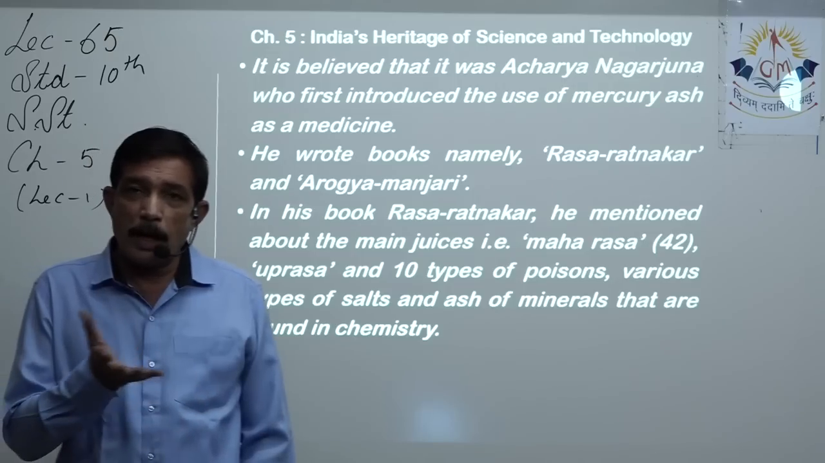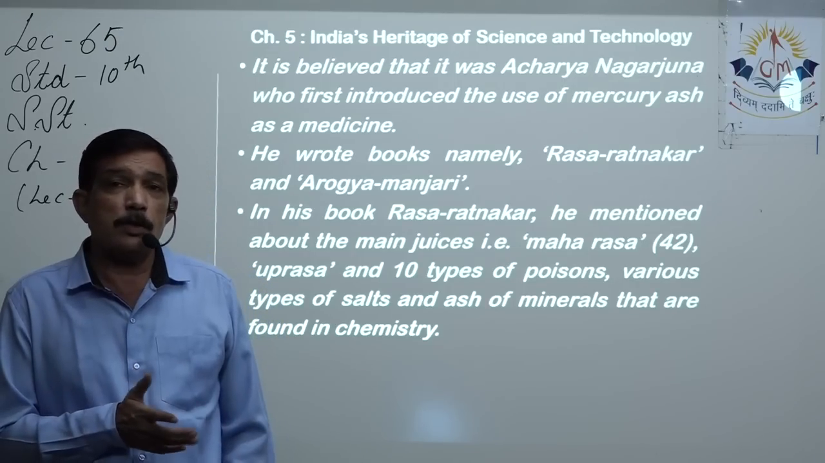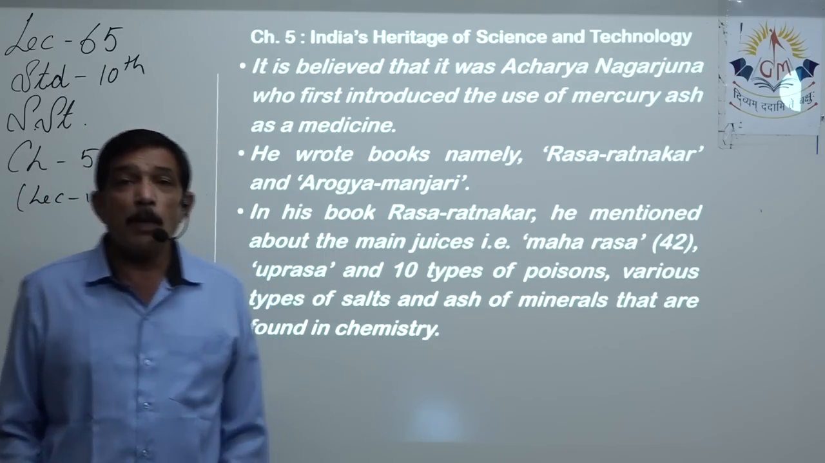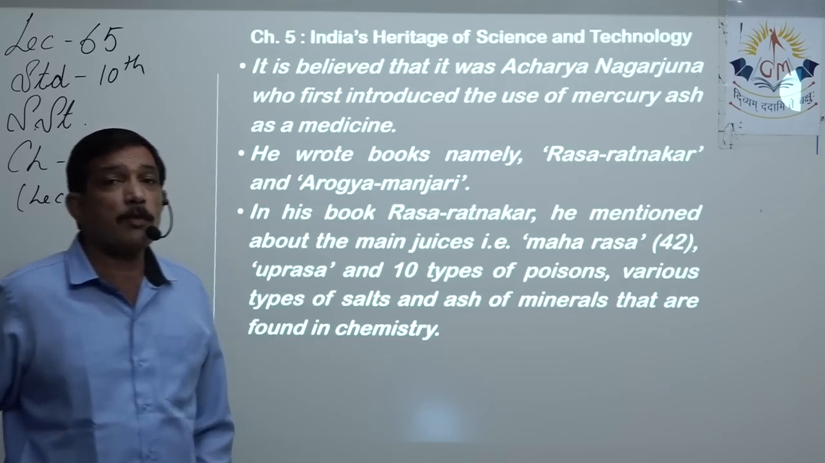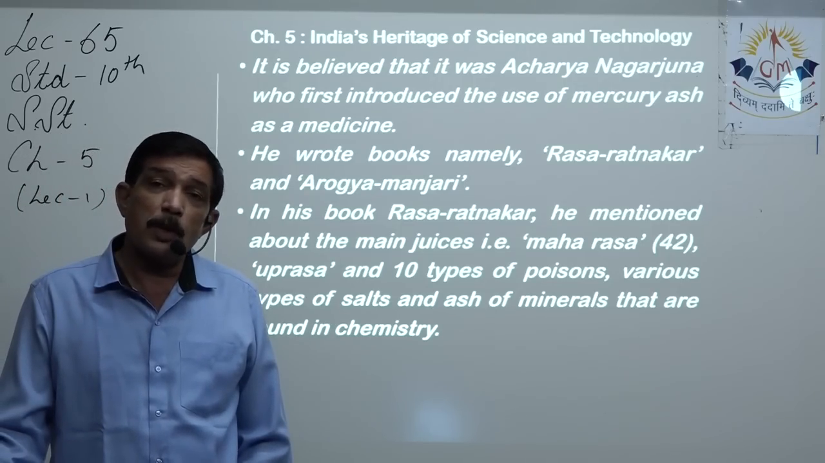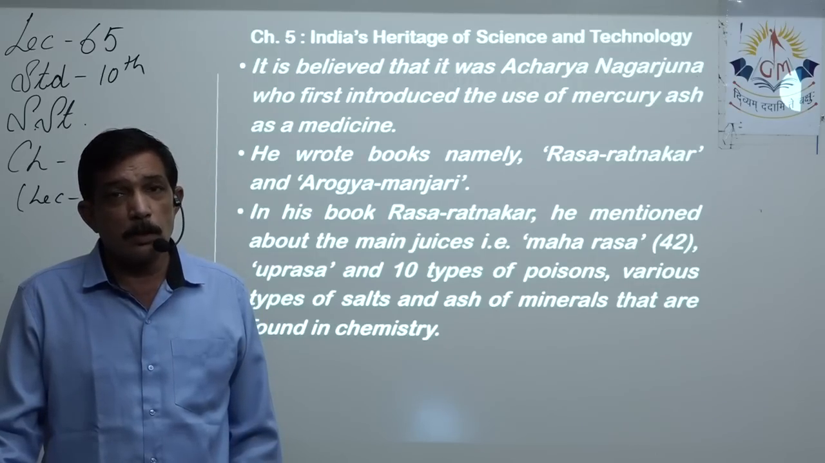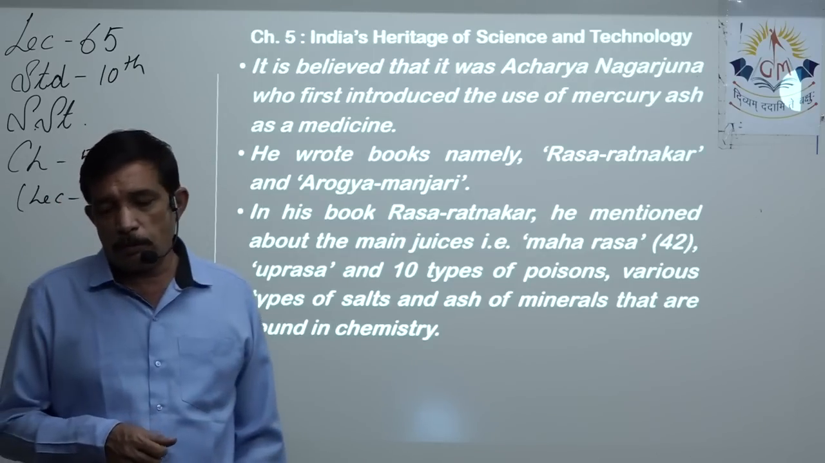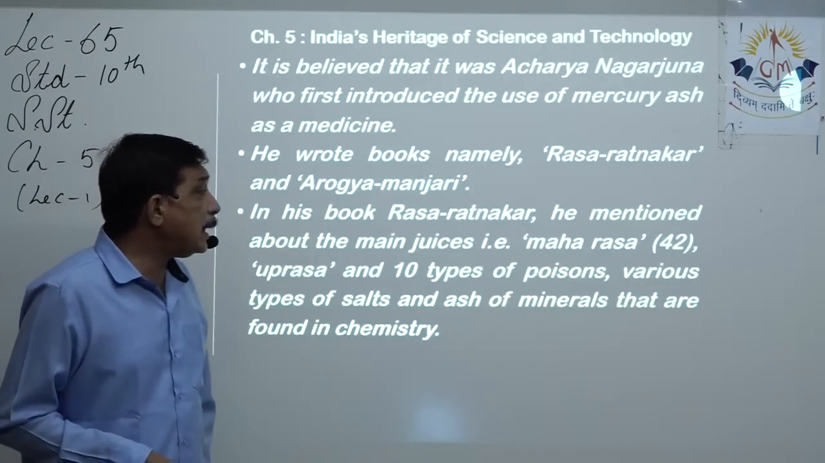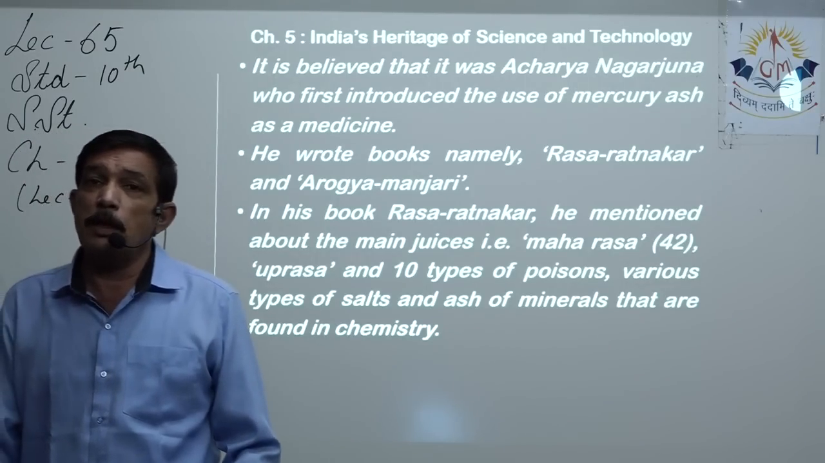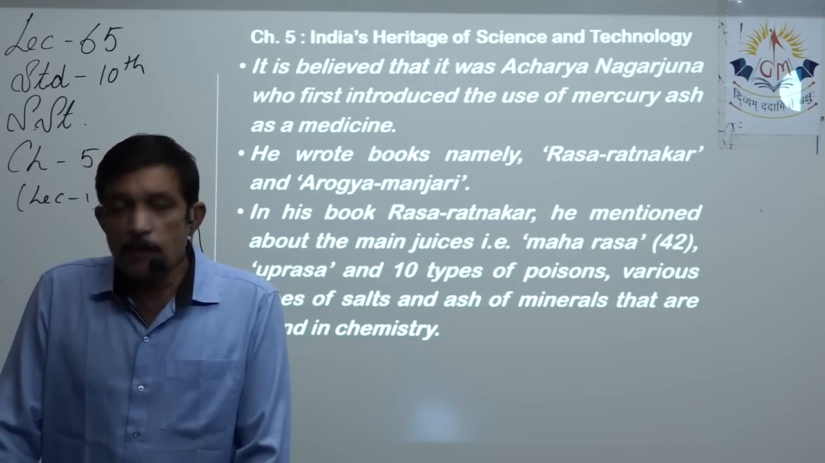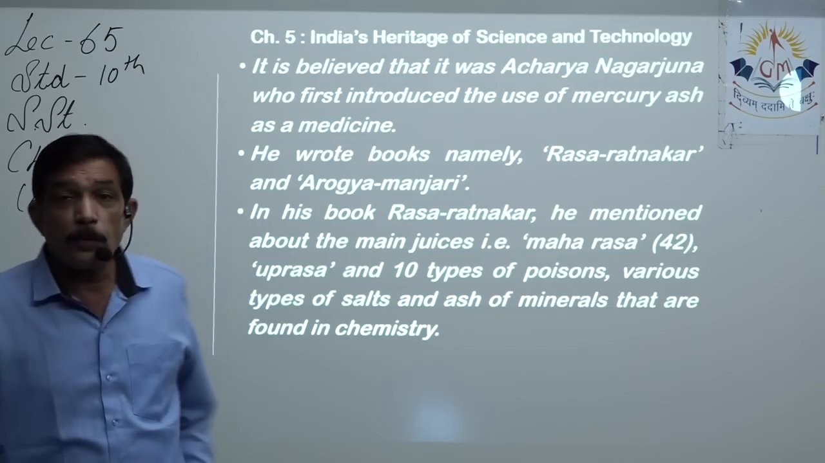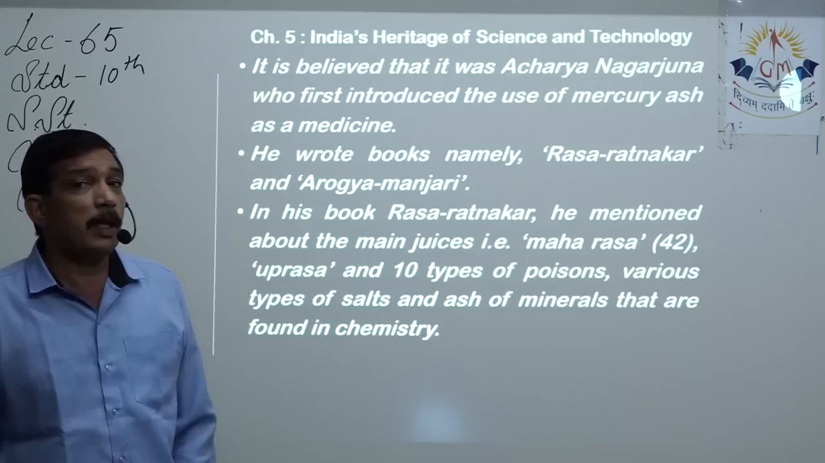Here juices, not apple juice, not nimbu pani, right? So main juices, the extract, which is also called concentrate, right? So Maharasa, that is 42 different types of Maharasas are mentioned, and the different uses that you can make of these 42 Maharasas. Uprasa, the sub-juices, by mixing one or two or four of them, and 10 types of poisons have been mentioned in this book. Different types of salts have been mentioned in this book. Ash of minerals that are found in chemistry and how that can be used in making medicine.